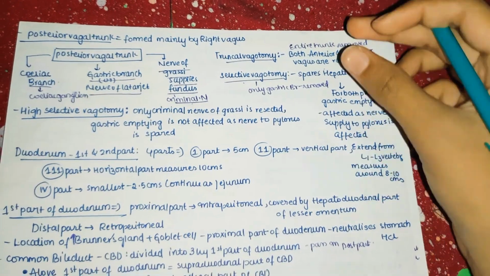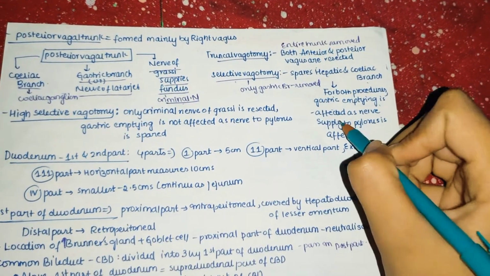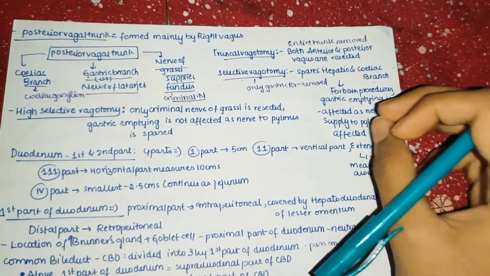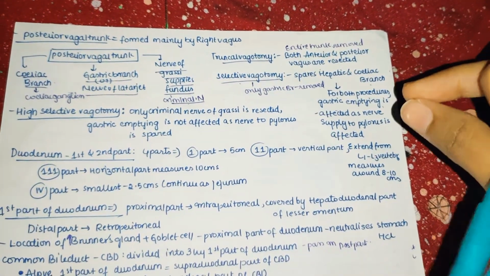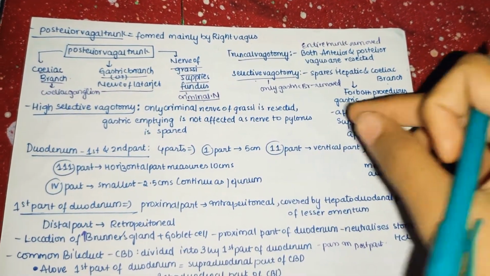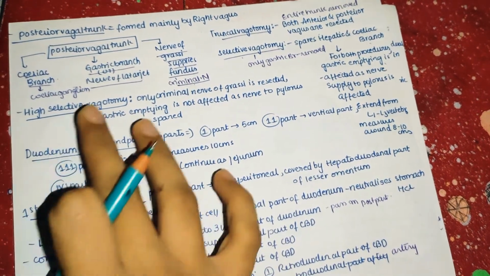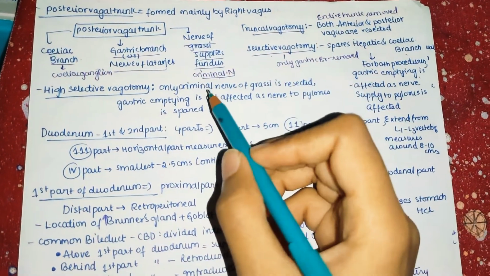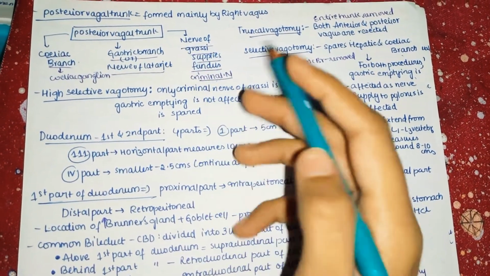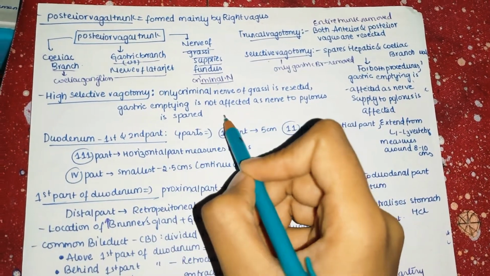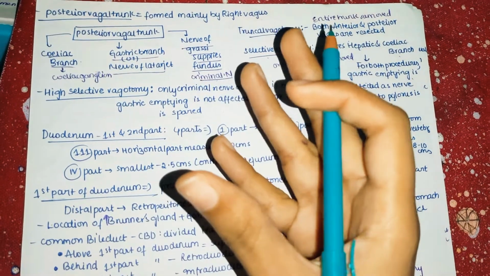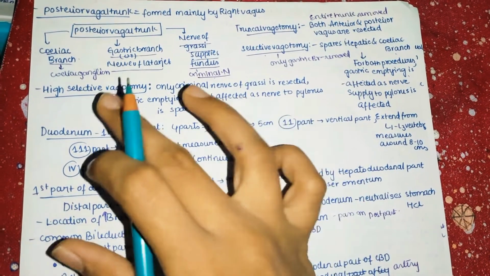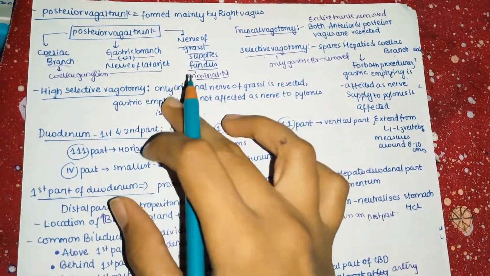For both procedures, the gastric emptying is affected because the nerve supply to the pylorus is affected. So as the nerve supply to the pylorus is affected, both procedures interfere with the gastric emptying process. There is another procedure, which is called highly selective. This is just selective, this is highly selective. As it is highly selective, only the criminal nerve of Grassi is removed. Because of this, gastric emptying is not affected, as the nerve to the pylorus is spared in this procedure. So highly selective will not disturb gastric emptying.